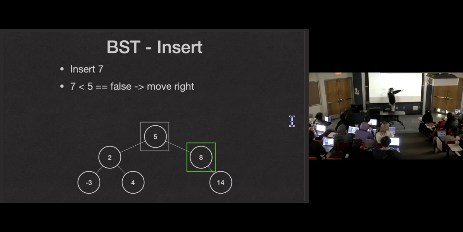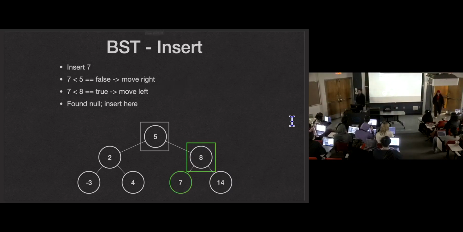And I'm going to ask the same question. Does 7 come before 8? Is 7 less than 8? It's going to say true. So I'm going to move to the left. When I look to the left, I'm going to find null. So that's my home for 7. 7 is going to go right there.